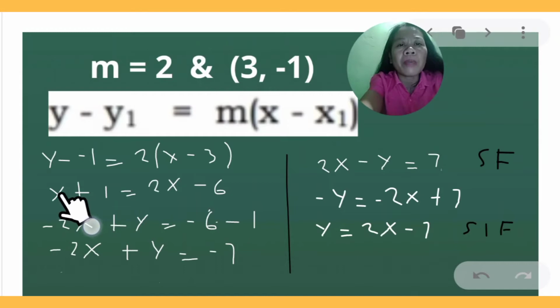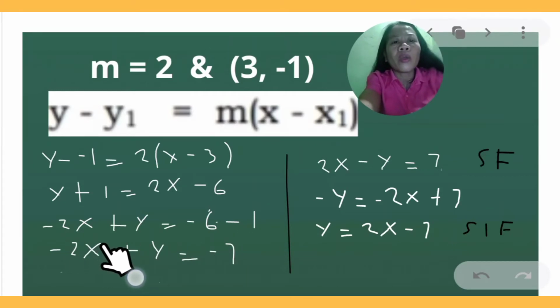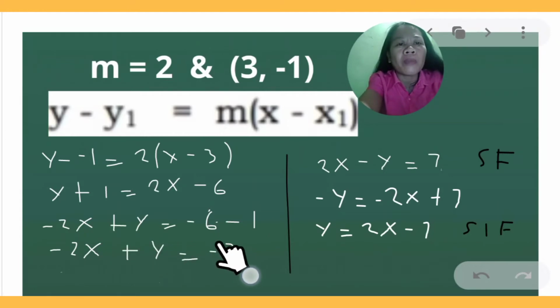So just copy plus y and negative 6 at the right side of the equation here. And then simplify negative 6 minus 1, that is negative 7. Then to make this positive, we are going to divide both sides of the equation by negative 1. So negative 2x divided by negative 1, that is positive 2x. Positive y divided by negative 1, that is negative y. Negative 7 divided by negative 1, that is positive 7.